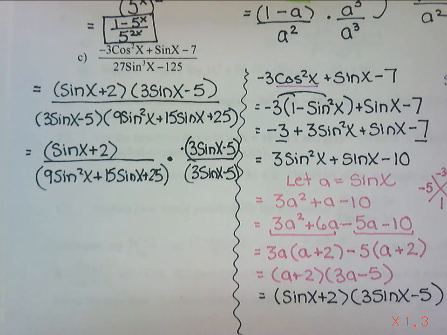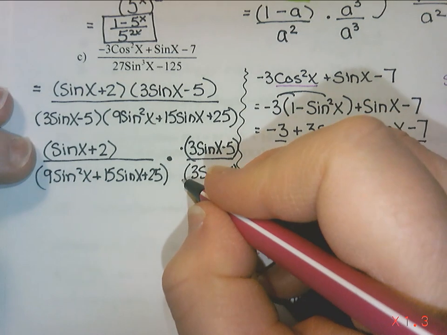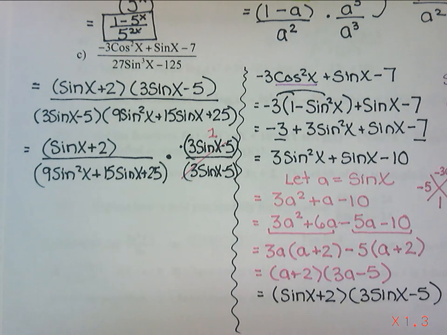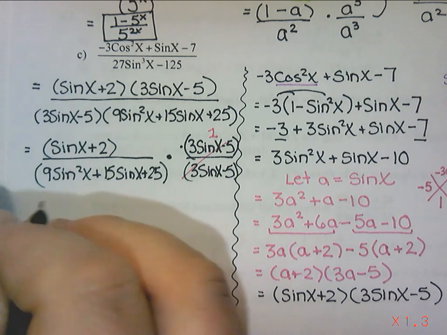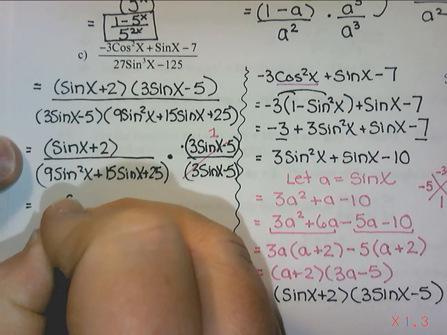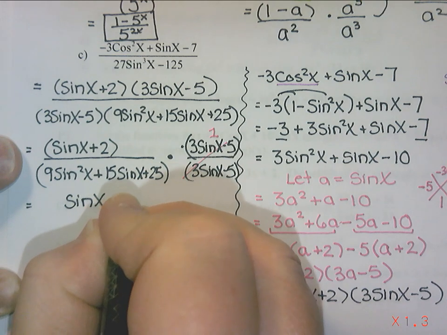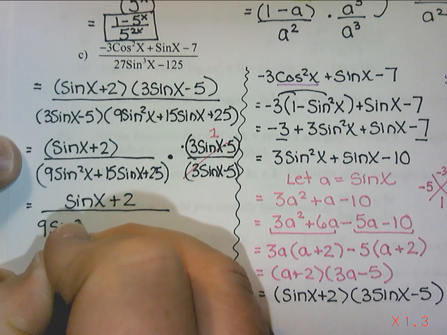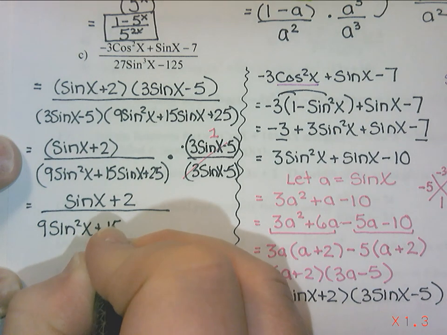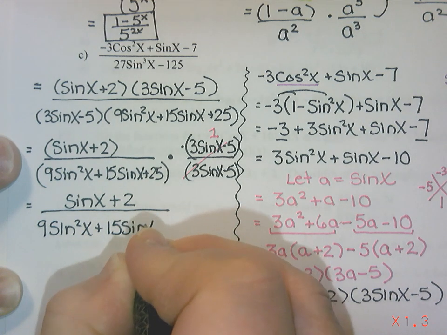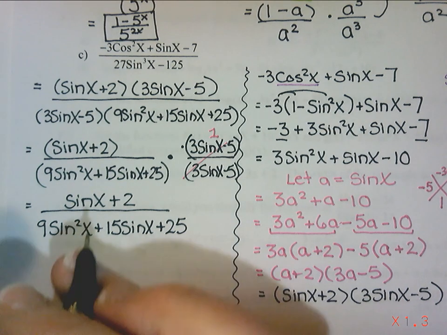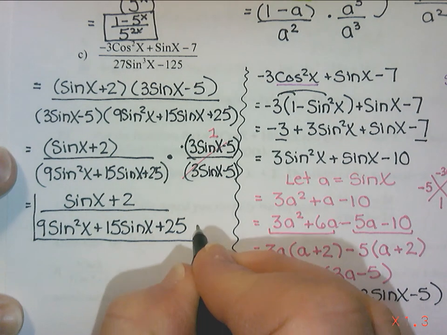Now, the 3 sine x minus 5 divided by 3 sine x minus 5 is really just a 1. And then anything times 1 is itself. So this ends up just being sine x plus 2 over 9 sine squared x plus 15 sine x plus 25. Phew, that was a lot of work. All right, and then that is my final answer.